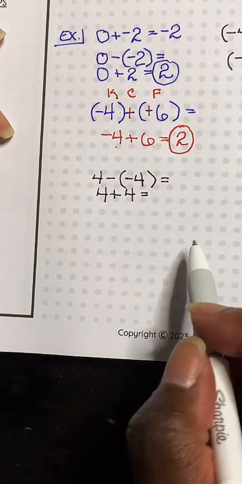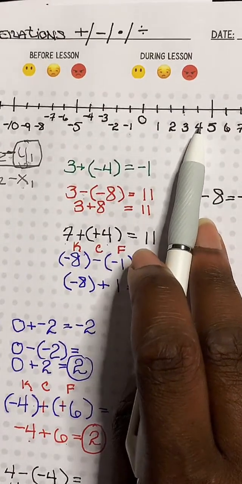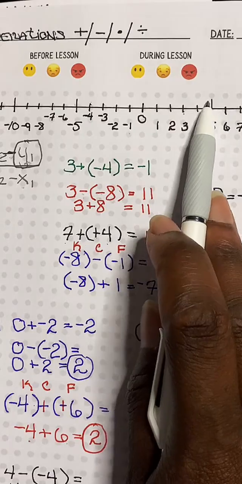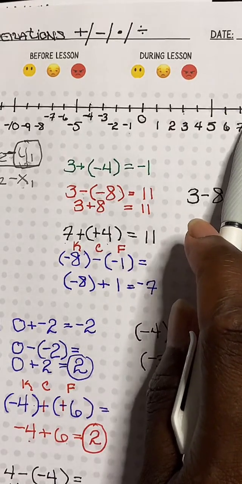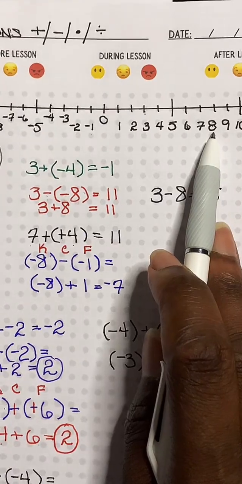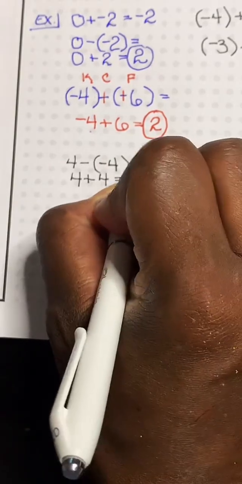Okay, remember, you're at 4. You're about to leave the house. You got to start right back where you're at, and then you're adding 4. 1, 2, 3, 4. So it takes us right to 8. So the only time it changes is when you minus a negative.